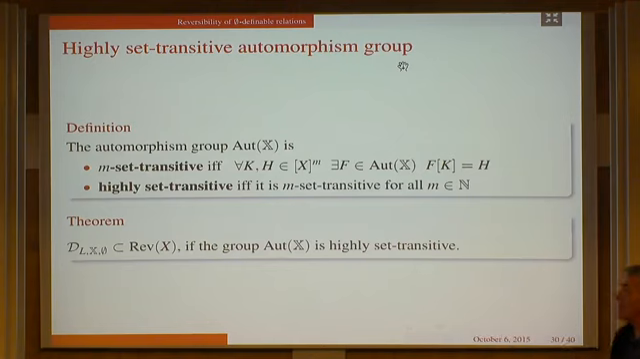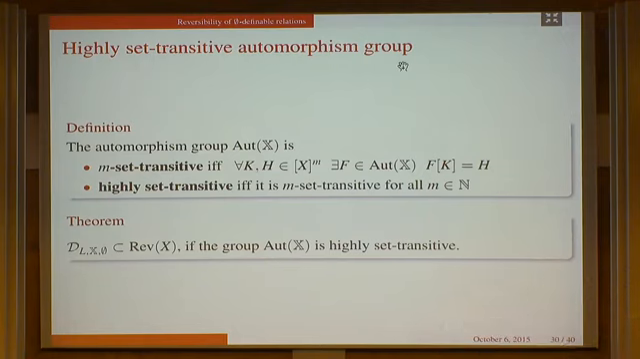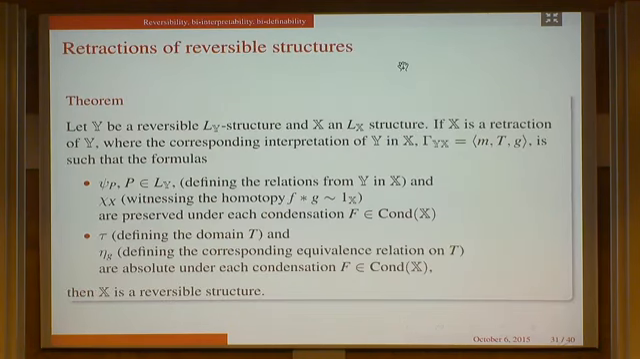The automorphism group is m-set transitive if and only if for each two m-element subsets of X, K and H, there is an automorphism which maps one to the other, and it is highly set transitive if and only if it is m-set transitive for all positive integers m. Now, a sufficient condition for reversibility of all definable relations is that this group is highly set transitive, for example, again, the reals, but of course, also other structures.